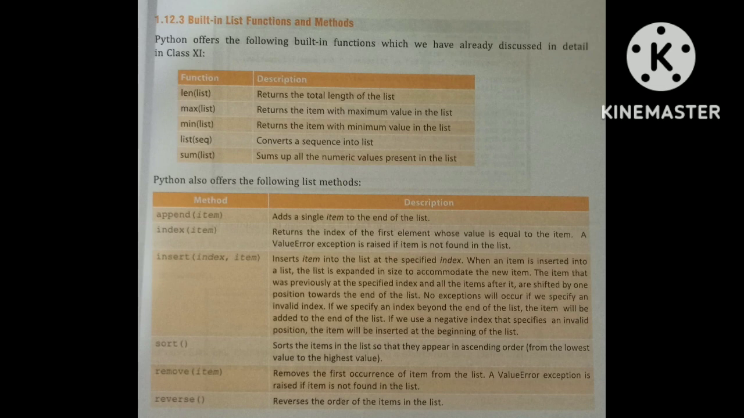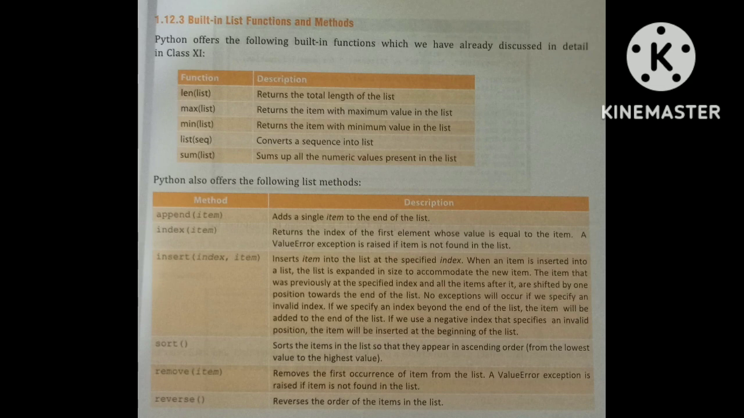When an item is inserted into a list, the list is expanded in size to accommodate the new item. The item that was previously at the specified index and all the items after it are shifted by one position towards the end of the list. No exceptions will occur if we specify an invalid index. If we specify an index beyond the end of the list, the item will be added to the end of the list. If we use a negative index that specifies an invalid position, the item will be inserted at the beginning of the list.